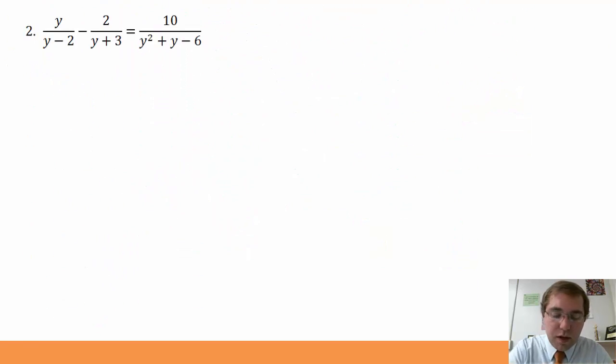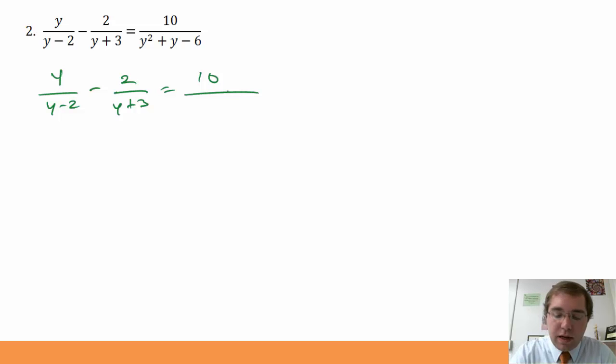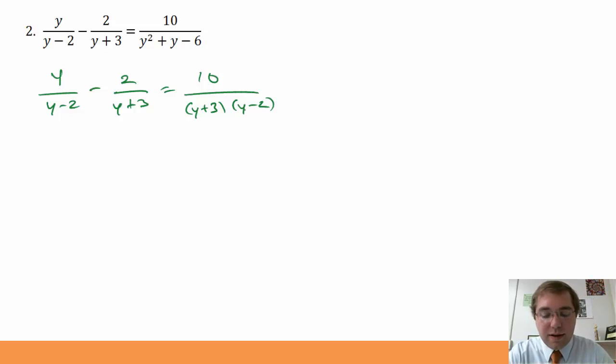Number 2. y over y minus 2 minus 2 over y plus 3 equals 10 over y squared plus y minus 6. Okay? Factor the denominators. Well, y minus 2 is already factored. y plus 3 is already factored. So let's factor y squared plus y minus 6. And beautifully, it factors as y plus 3 times y minus 2, which happen to be the denominators that I have on the left-hand side.